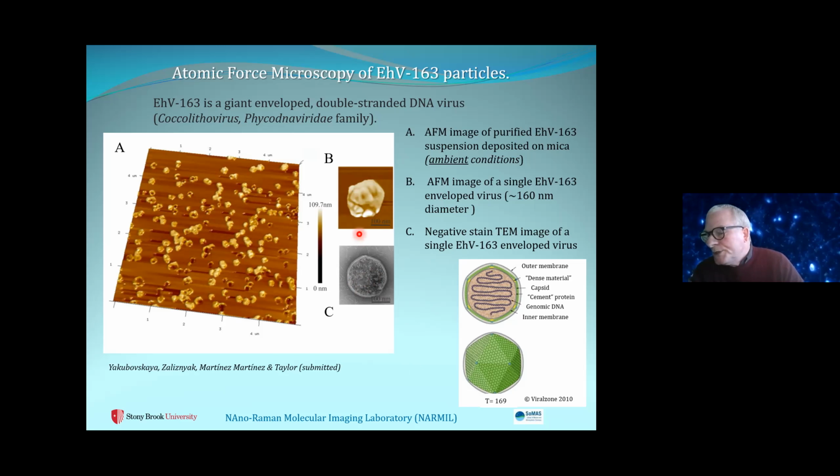AFM allows us to look at the shape of viral-sized particles under ambient conditions. There's no prep other than to clean it and deposit it on a surface. There's no dehydration. There's no metallic coating like you would with electron microscopy. These viruses are about 160 nanometers in diameter. Keep that number in mind. And this is just a cross-sectional diagram of what an enveloped virus like EHV-163 looks like.